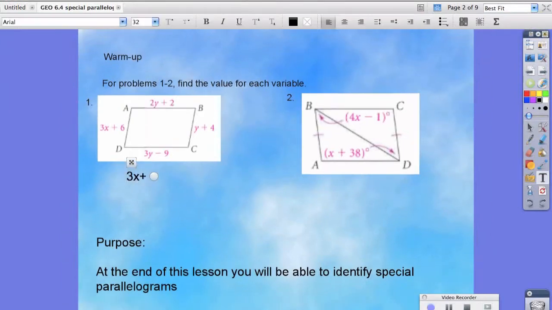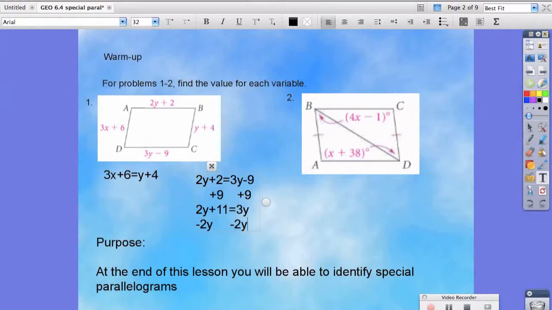You should have gotten 3x plus 6 equals y plus 4, because in a parallelogram opposite sides are congruent. Then you should also have 2y plus 2 equals 3y minus 9. Then you should be able to solve for y at first by adding 9 to both sides. You would have gotten 2y plus 11 equals 3y. Then we're going to subtract 2y from both sides, giving you y equals 11.